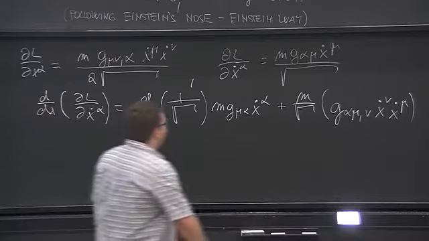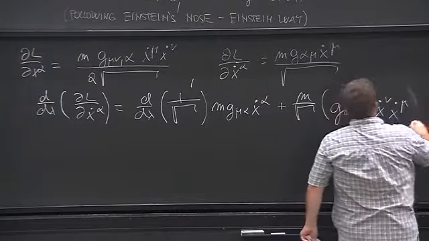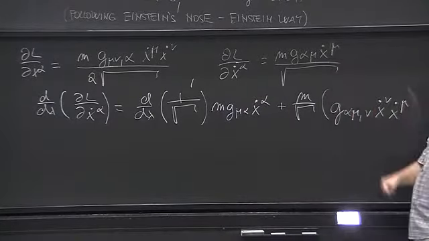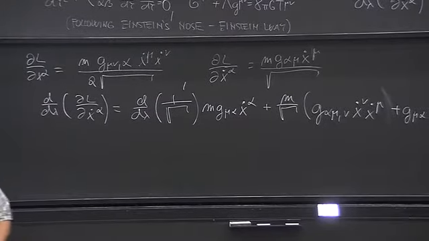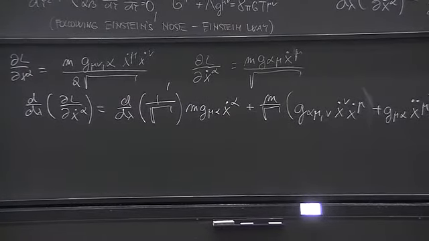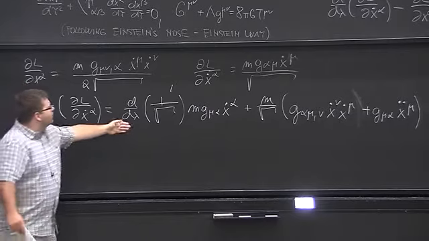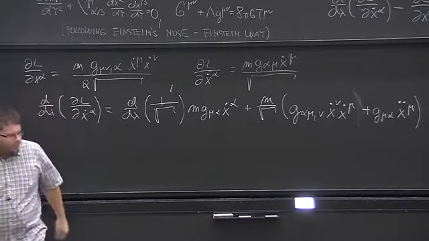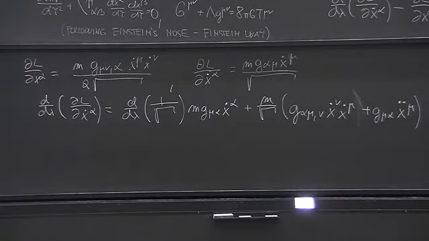And then finally, I can continue this thing here. I have to differentiate this guy, and so it gives me g mu alpha x double dot mu. Okay, so that's the 3 terms I get differentiating these things. Very good. So now I just combine everything together. So I have this minus that, and that equals 0.